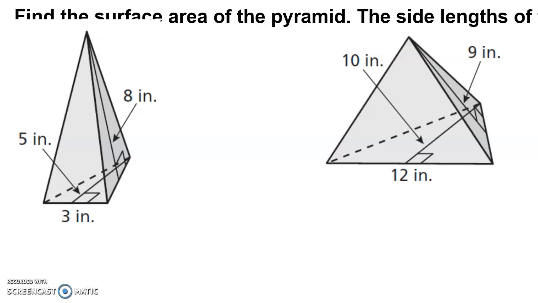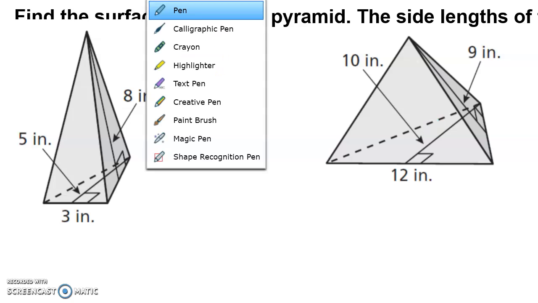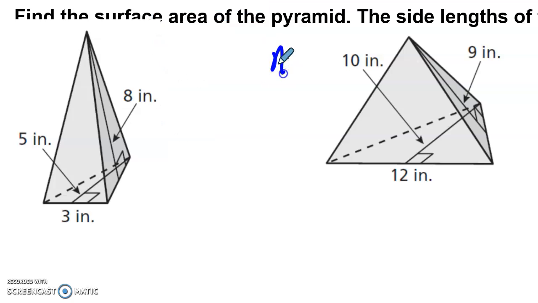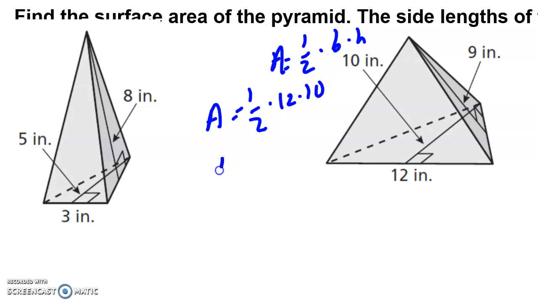Okay, last one. This also is a triangular pyramid. So that means there's a triangle on the bottom. So A equals a half times the base times the height. So A equals a half times, looks like 12 and 10. 12 times 10 is 120. Half of that is 60.